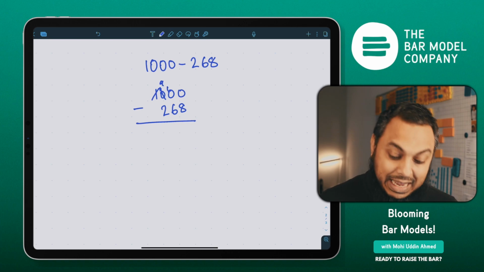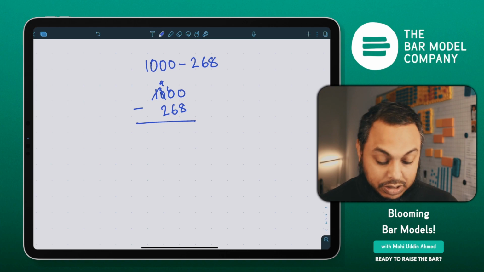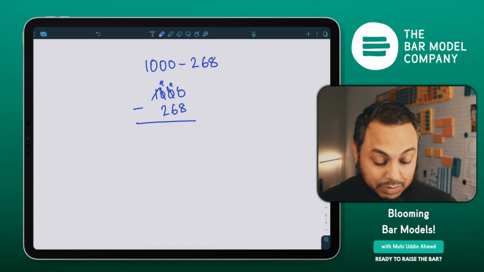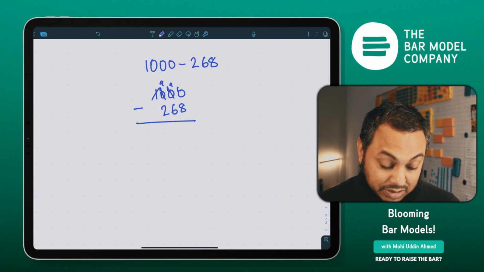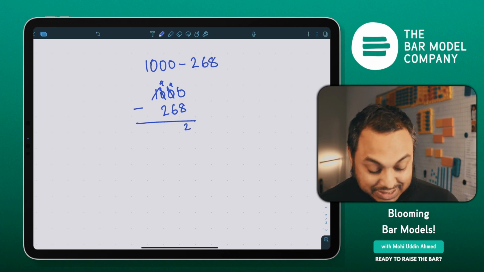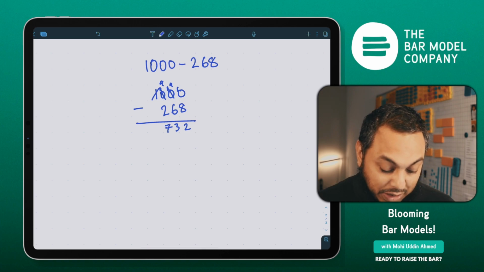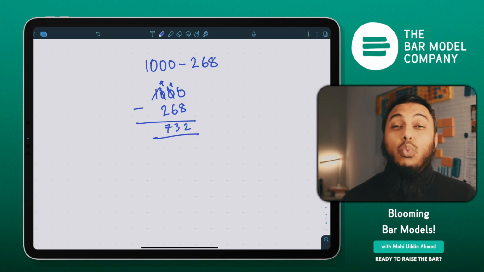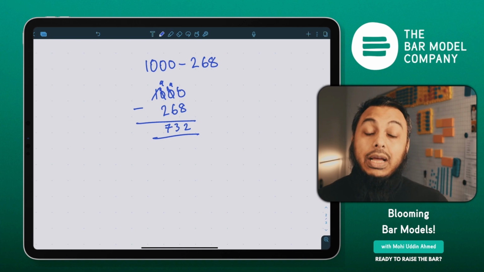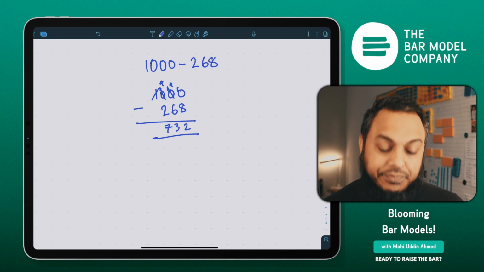Now we've got 10 tens, we've taken 100 out, 10 tens is 100, and we keep doing that until now we've got 10 ones. We can subtract 8 ones, which is 2, 9 tens, take away 6 tens is 3, 900, take away 200 is 7, and so we have 732. That's one way that children solve this problem.